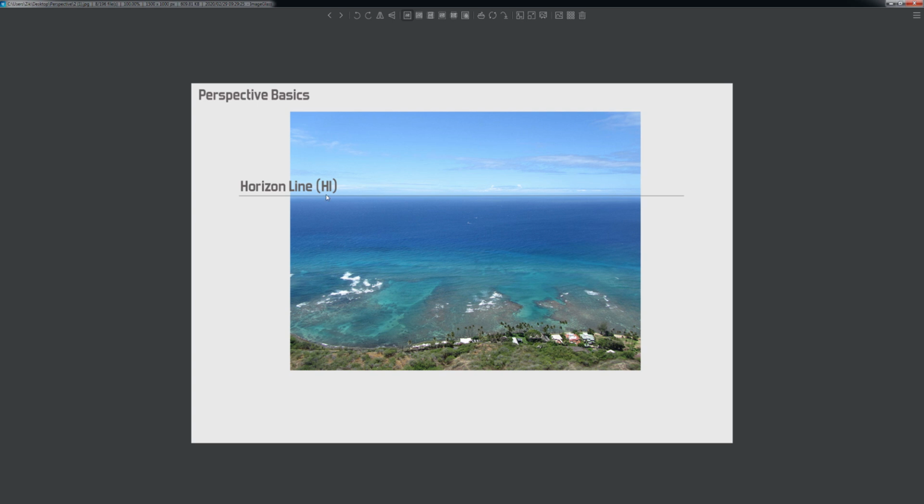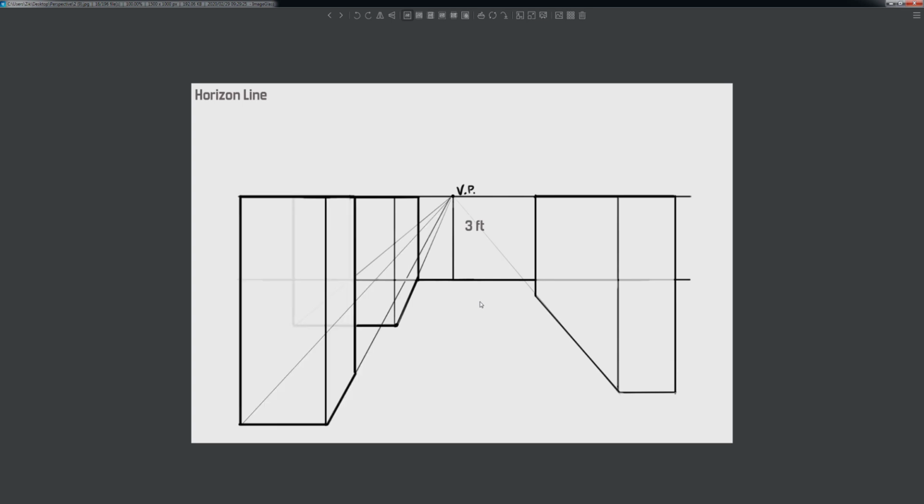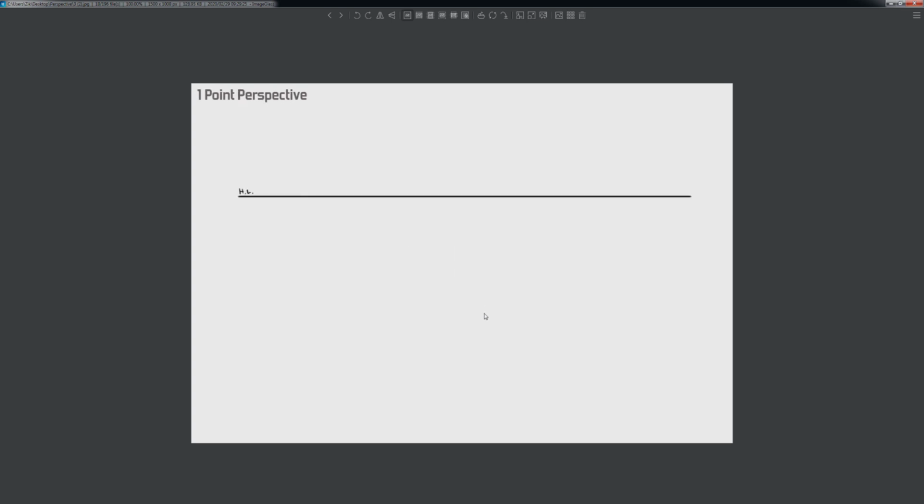We have the horizon line, vanishing point, which there can be multiple of, our station point, which is where we are or the camera is, and then this is just talking about the horizon line again. So now let's talk about one-point perspective. What is one-point perspective and how do we use it?